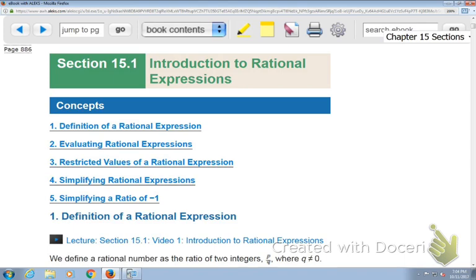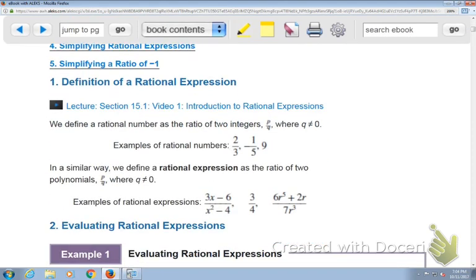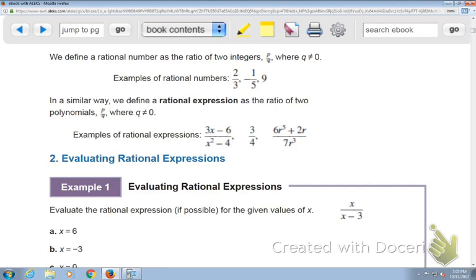So first things first, what do we mean by a rational expression? In short, a rational expression is polynomial divided by polynomial. A rational number is integer divided by integer. A rational expression is polynomial divided by polynomial. So some examples: 3x minus 6 over x squared minus 4. That's a rational expression. Polynomial divided by polynomial.